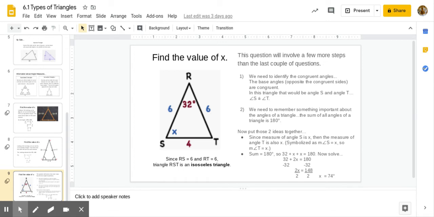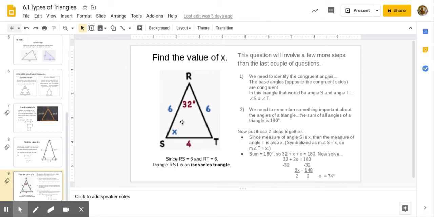One more question. So this one's a little bit more complicated, has a few more steps than the last 2 did. It asked us simply to find the value of x. All this writing over here is all my thought. So the question would just say, find the value of x, and you'd have a diagram like this of triangle RST. So we have to look at the drawing and see what we notice.